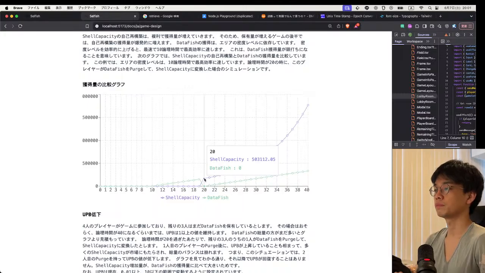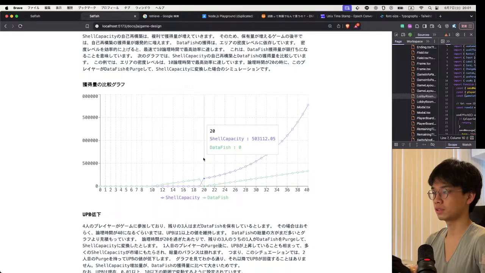How is the UPB? The answer is it's about 3, because the remaining 3 players have data fish. The amount is like this. So simply 3 times 1, 2, 3. So the ratio is 1/3. So UPB is updated to 3.